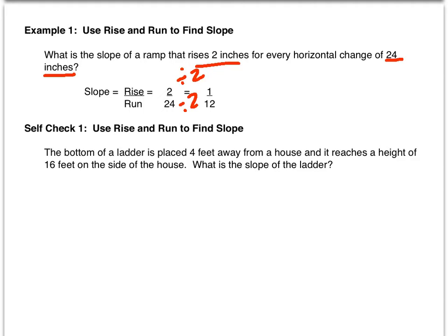Now you try it. In self-check 1, use the rise and the run to find the slope. The bottom of a ladder is placed 4 feet away from a house, and it reaches a height of 16 feet on the side of the house. What is the slope of the ladder? Be sure to put your answer on your answer sheet and simplify if necessary.